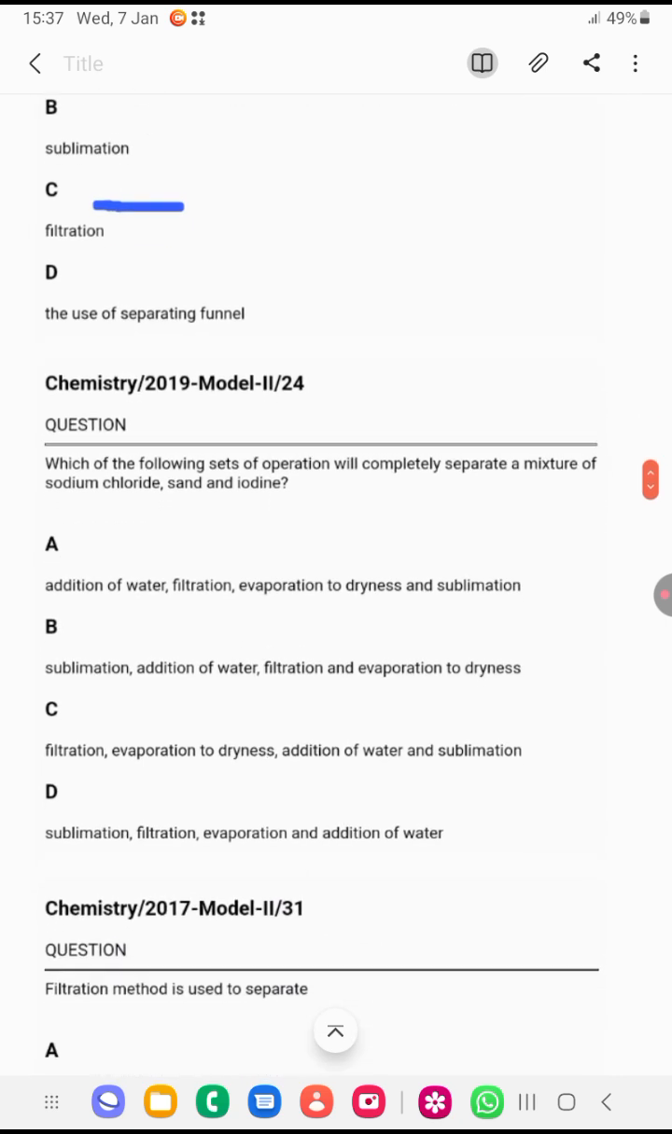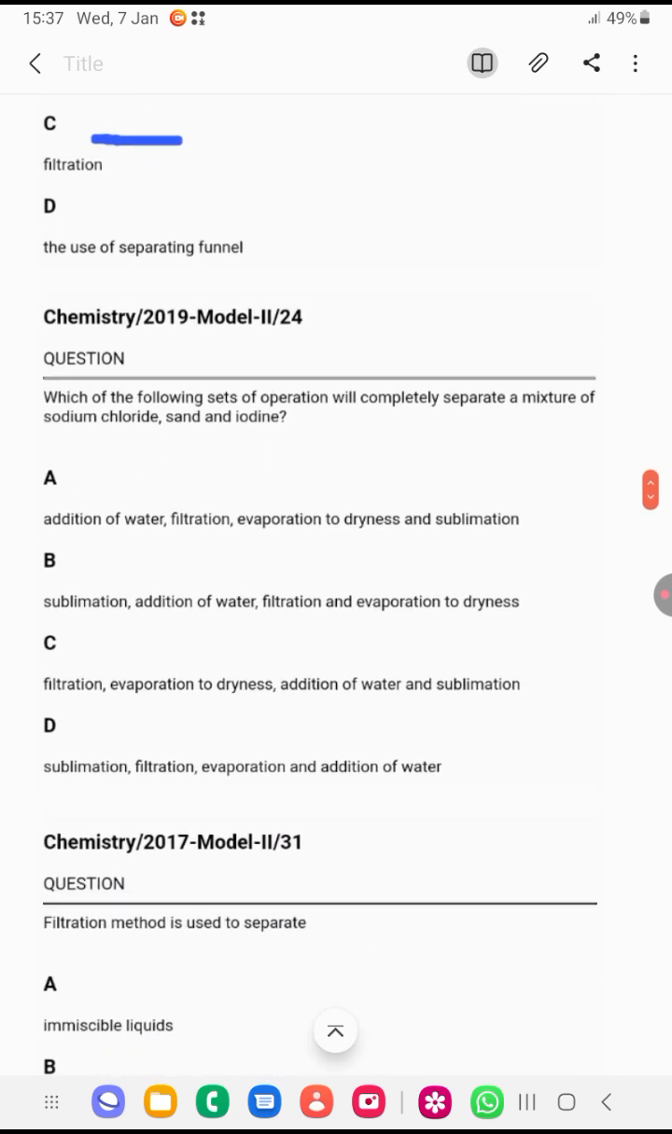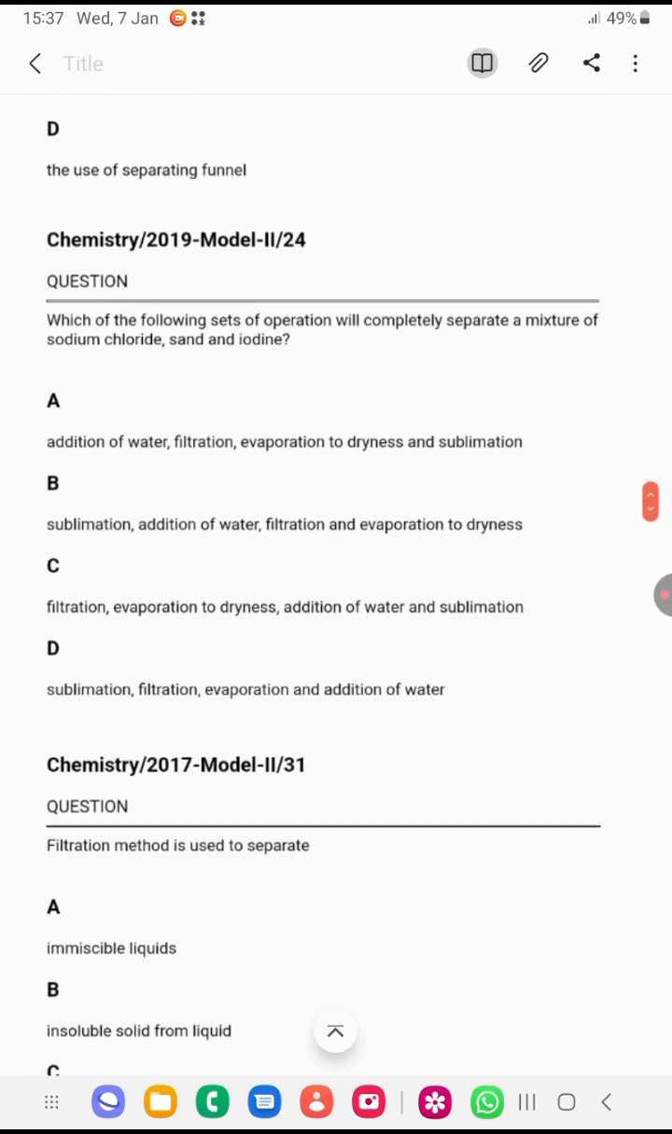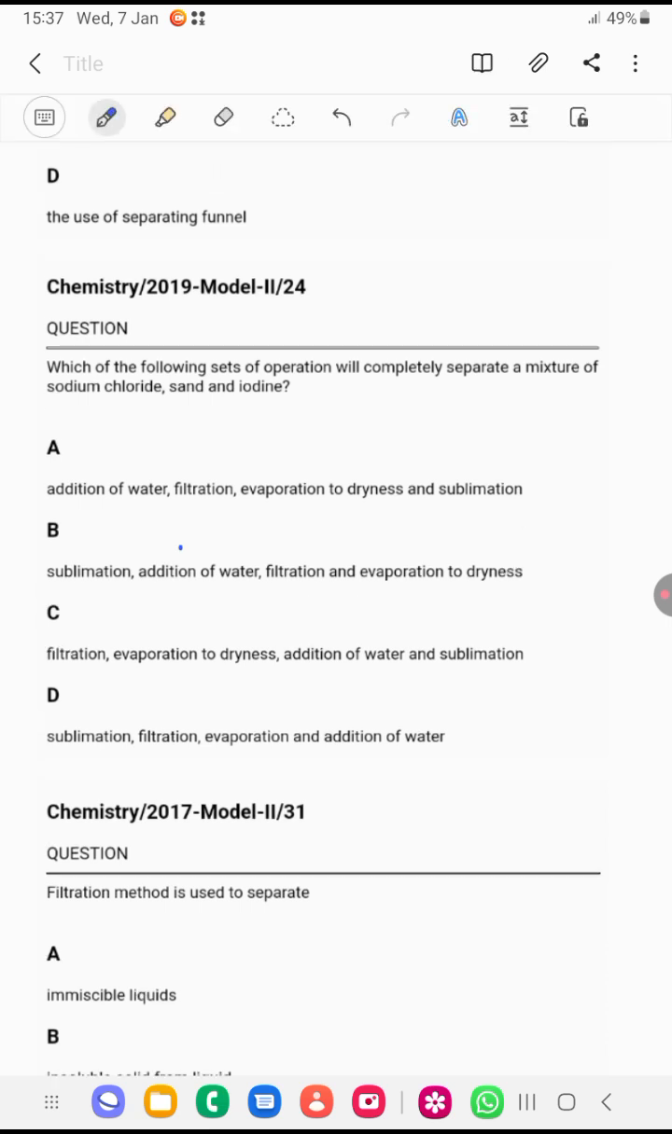Which of the following set of operation will completely separate a mixture of sodium chloride, sand, and iodine? So you can read the question there. And the answer here is B. Let me explain the reason why the answer is B. We know that iodine can undergo sublimation.